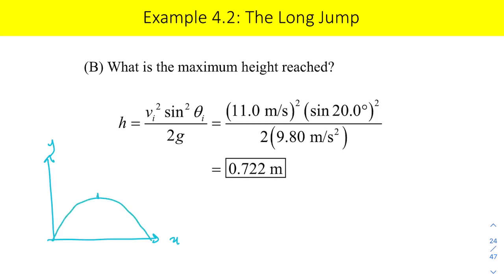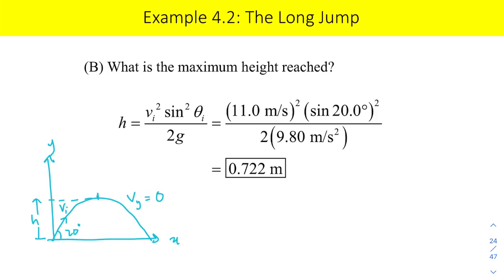So let's say this is the path taken, with the maximum height here. This is your H, which is 0.722. You may use this one, or you may also start from the information that Vy at this instant is 0. You have the V initial and the theta initial, 20 degrees, with V initial of 11.